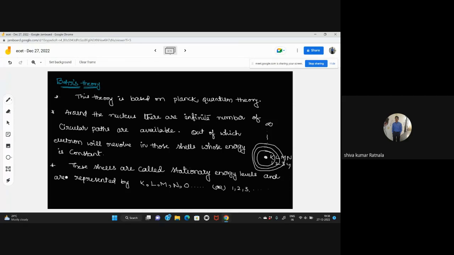Okay, these stationary energy levels, these cells, are also called orbits. This is about the Bohr's theory point.